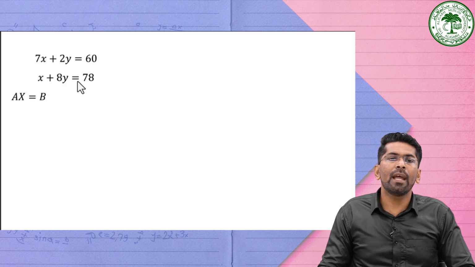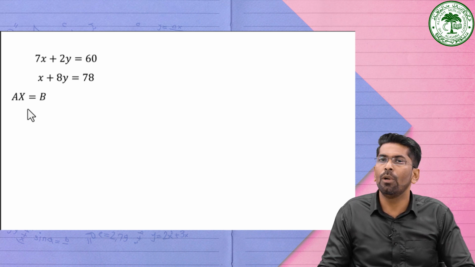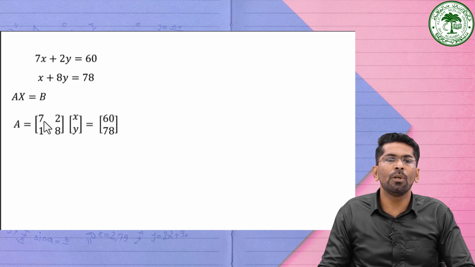We can write this system of linear equations in the form of Ax is equal to b. Here A is the coefficient matrix, x is the variable matrix, and b is the constant matrix. So the A matrix, the coefficients of the variables, is 7, 2, 1, 8. The variable matrix is x and y, the two variables, which is equal to b, the constant matrix, that is 60 and 78.